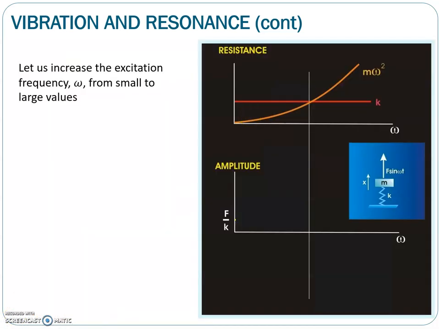Let's plot the equation on the graph. When we increase the excitation frequency omega from small to large values, the stiffness is constant, as it is not a function of omega, whereas the inertia is a quadratic function of omega.